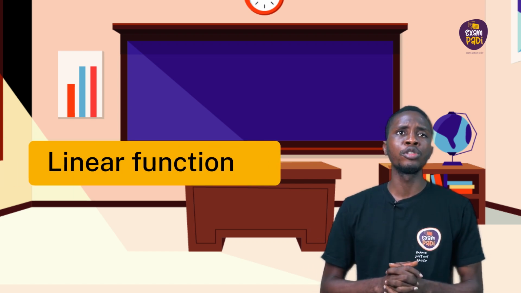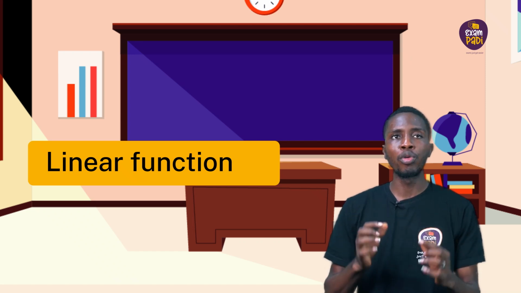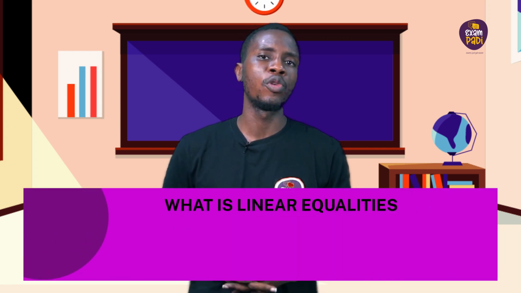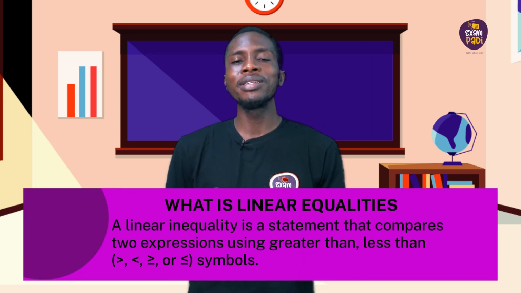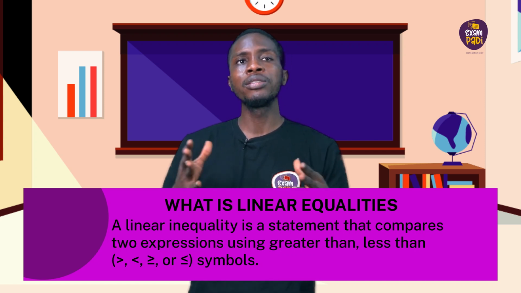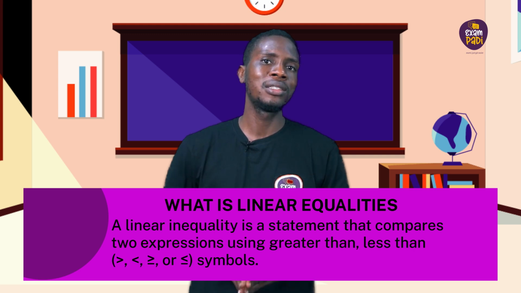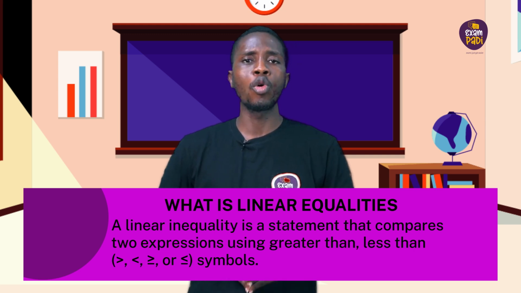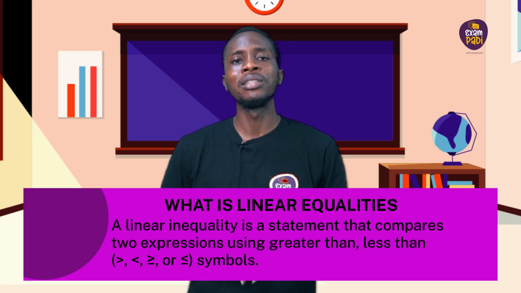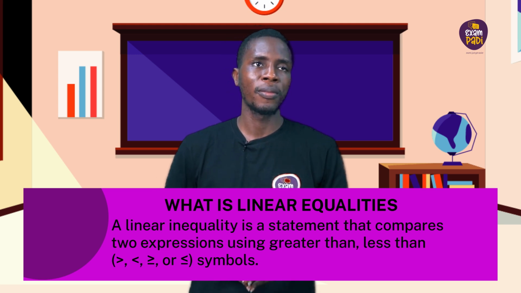A linear inequality contains at least one linear function, also known as a polynomial of degree 1, compared with another algebraic expression of degree less than or equal to 1. What then is the definition of linear inequalities? A linear inequality is a statement that compares two expressions using greater than, less than, greater than or equal to, or less than or equal to symbols.